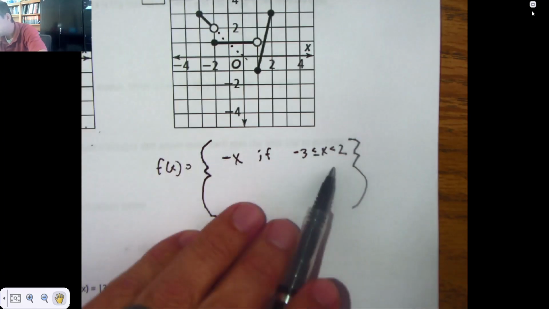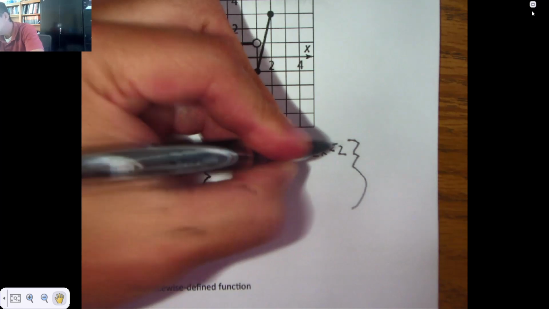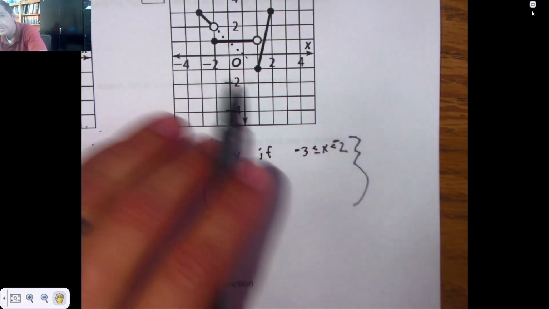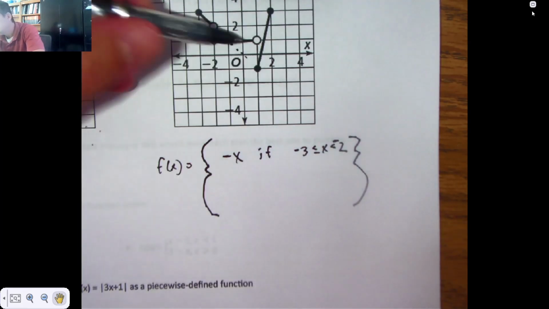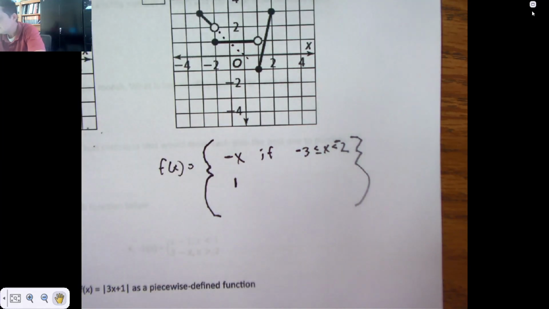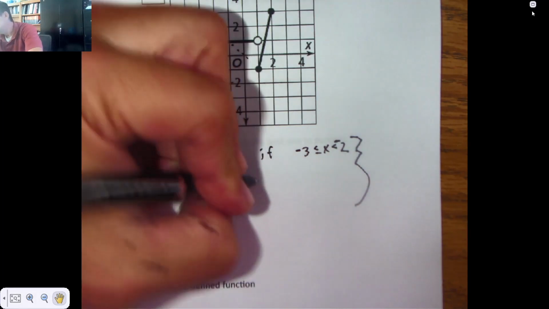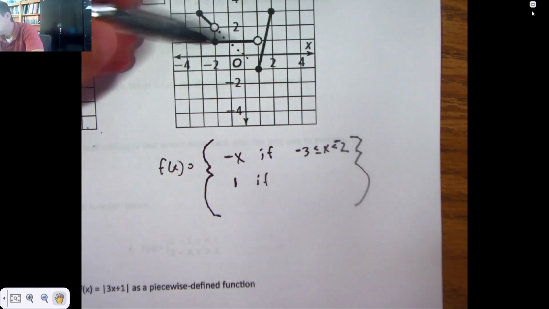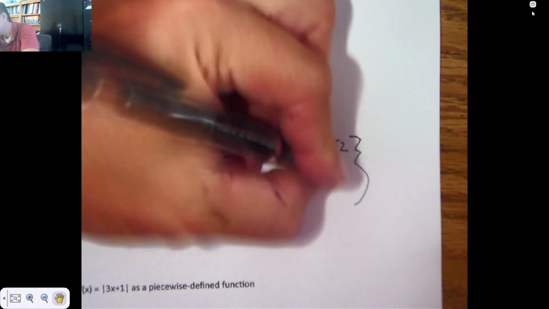Notice there's no equality on the -2, because there's an open hole. Then you got this one right here. That's y equals 1, because anywhere on that little line segment, the y value is 1. And it is valid for -2 less than or equal to x less than 1.